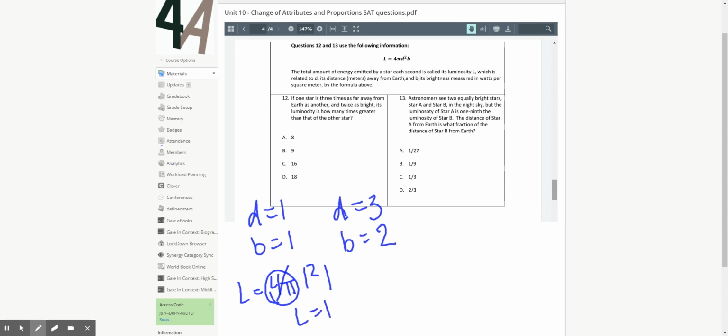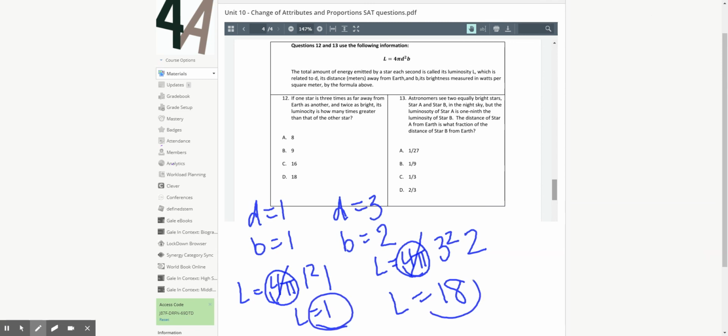Okay. And then over here for star number 2, L equals 4 pi times 3 squared times 2. Again, we've got that 4 pi on this side, so we can leave that out. And then 3 squared is 9. 9 times 2 is 18. How do we go from 1 to 18? Boom. I think that was the easy one. I imagine the second one is going to get a little harder.